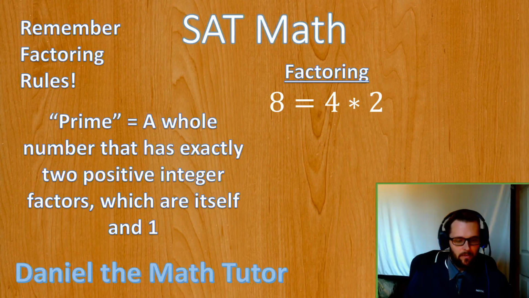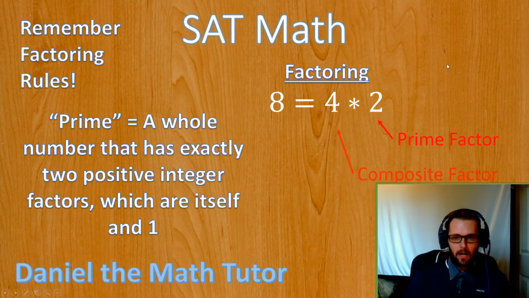First, let's remember the definition of a prime number. Prime number means a whole number that has exactly 2 positive integer factors, which are itself and 1. So 2 is prime, but 4 is not prime. We call that composite. So of these factors of 8, we have 4, which is a composite factor, and 2, which is a prime factor.